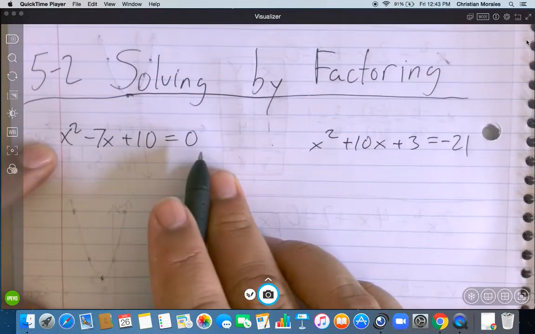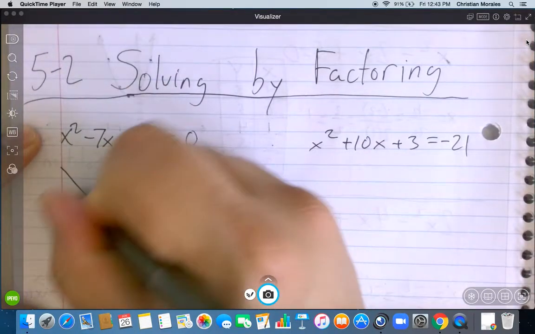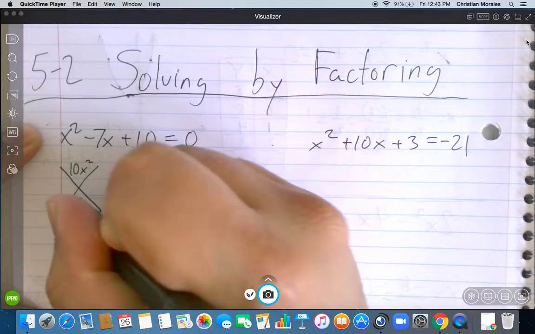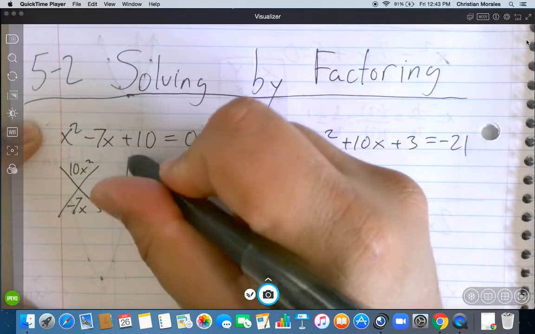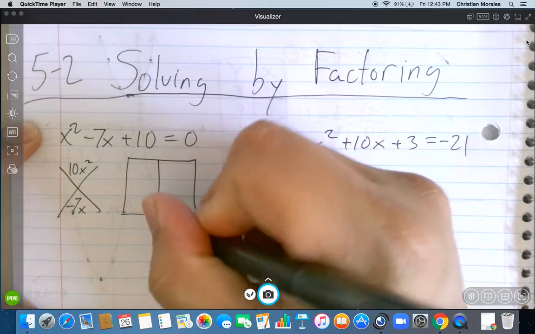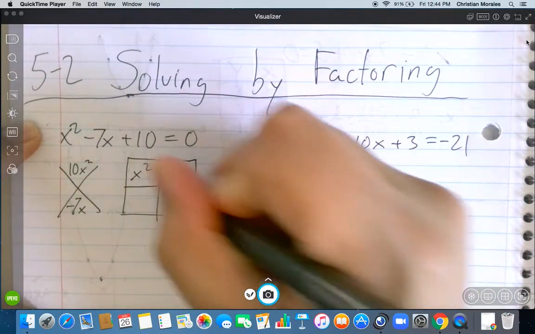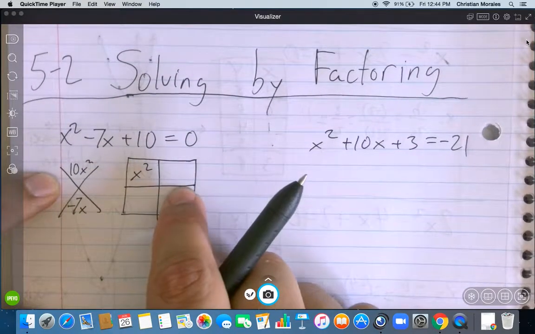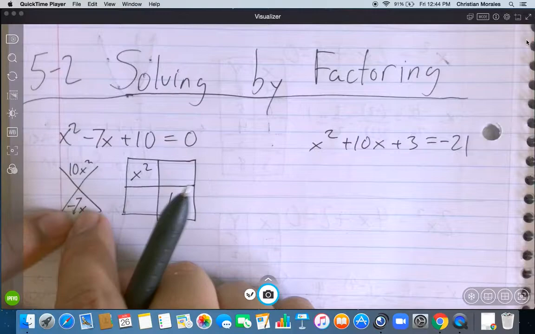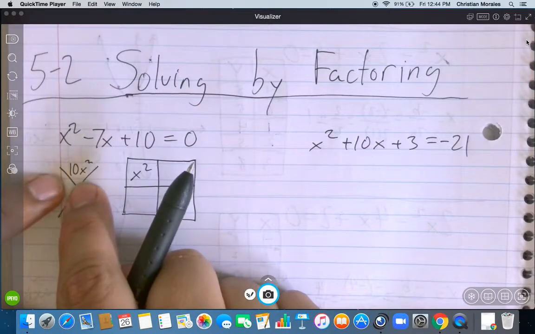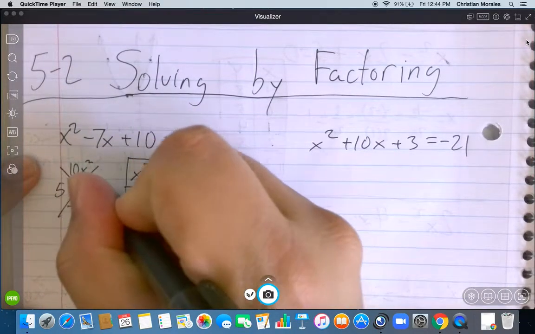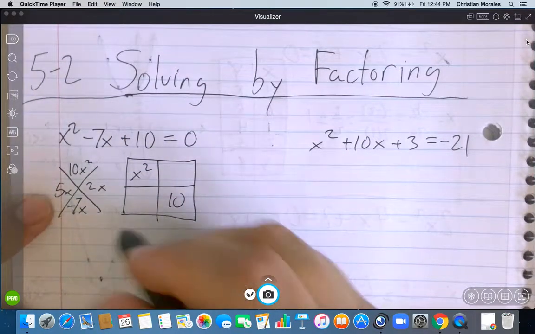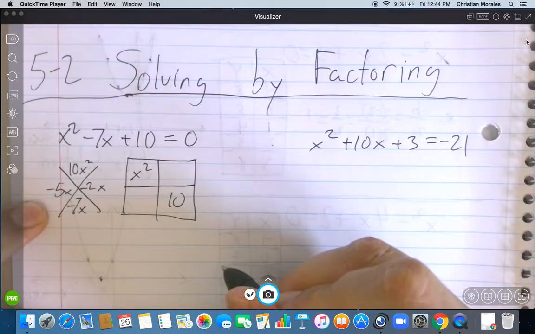You have your quadratic equation. I'm going to set it up in Xbox. So in this case, it'll be 10x squared minus 7x, and then your area model would be x squared and 10. Now, remember, you need to split up the negative 7x to put into the area model, so you need two numbers that add up to 7x, but multiply to make 10. Well, 5 and 2 are the most obvious. 5 times 2 makes 10. 5 plus 2 is 7, but it's a negative, so they should be negative 5 and negative 2.